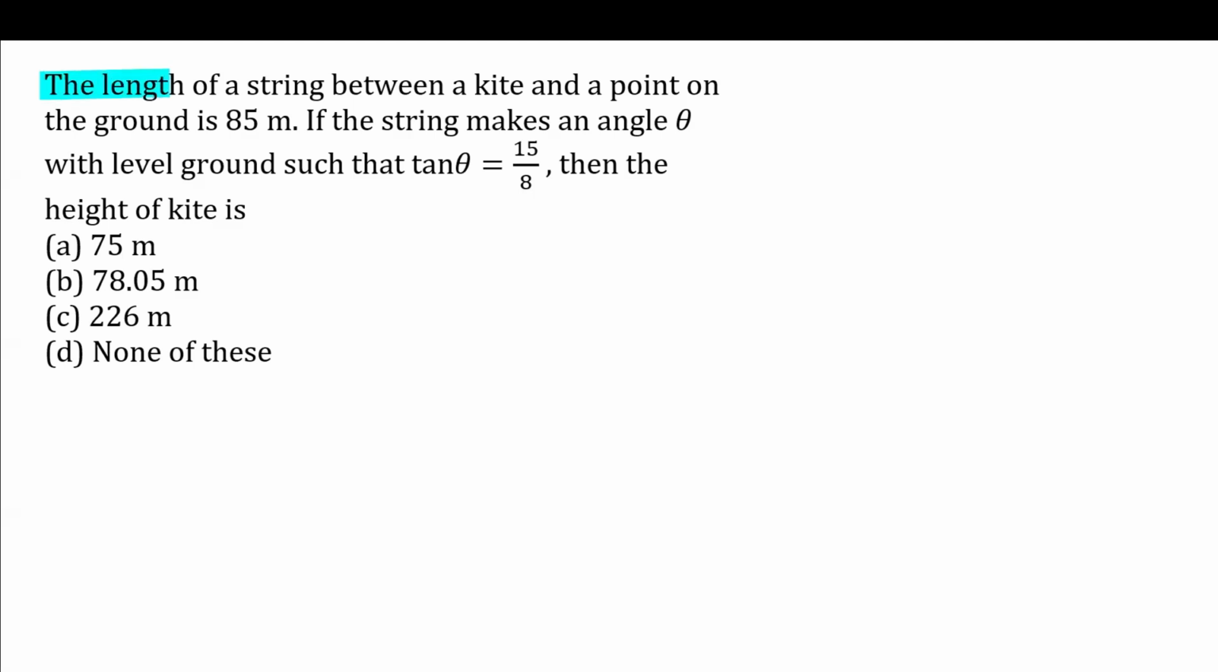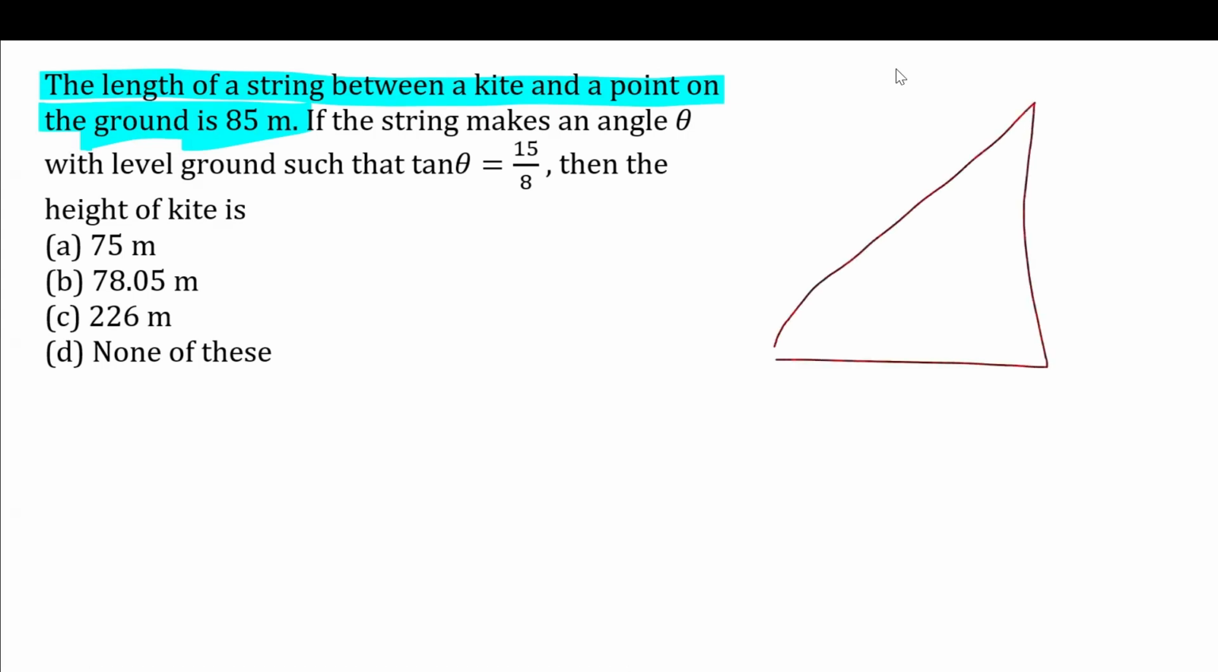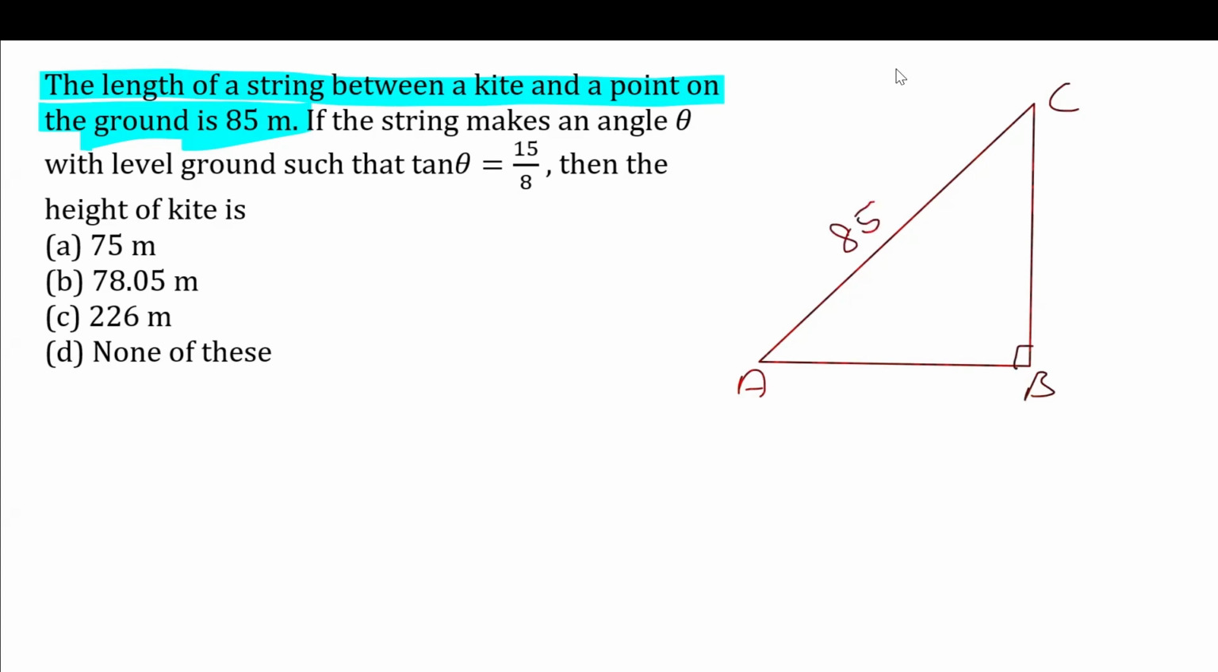Now, in the next question, the length of a string between a kite and a point on the ground is found to be 85 meters. Questions involving application of trigonometry always have a right angle triangle. If I name this triangle ABC, C being the kite, the length of this rope, that is AC, is mentioned as 85 meter.